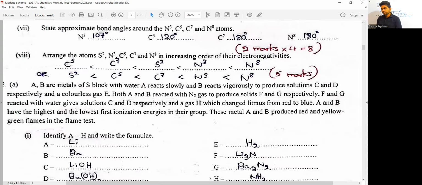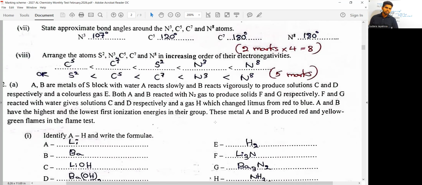So when s block elements react with water, they produce a gas. That gas must be what? That gas must be hydrogen gas. So E is H2 gas. But we can get a small clue. If A is reacting slowly, it can be magnesium, but you can't take beryllium. Beryllium does not react with liquid water. It reacts only with steam.